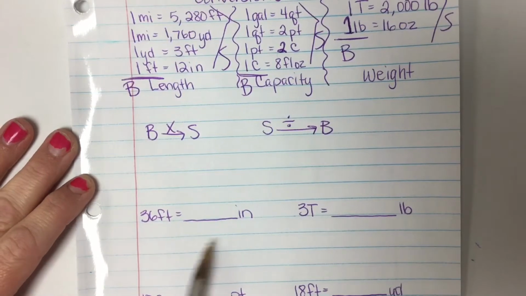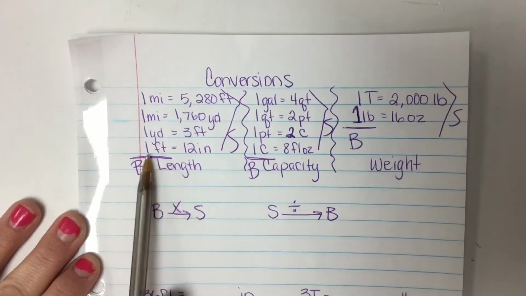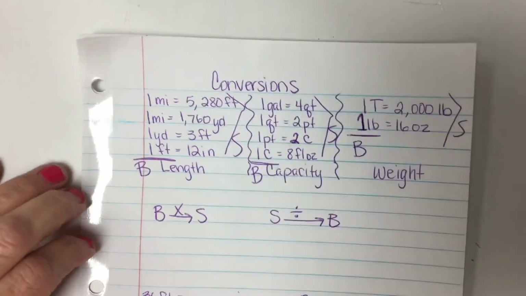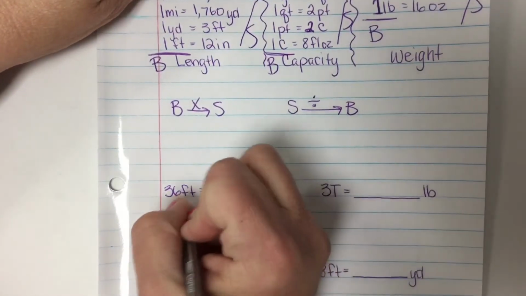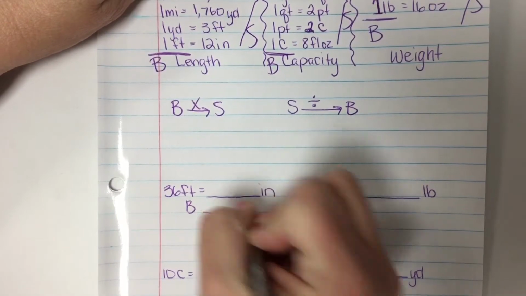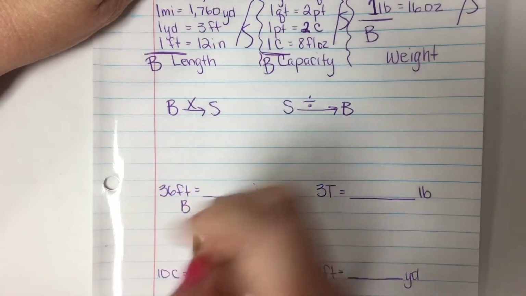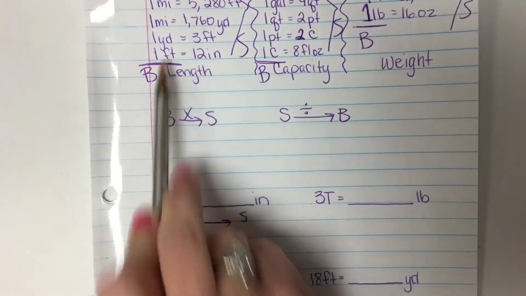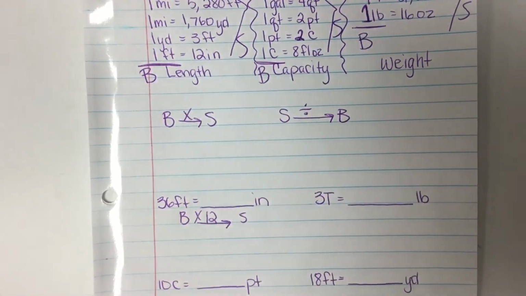So 36 feet equals blank inches. So I'm going to find feet and inches right here. 1 foot equals 12 inches. That means feet is the big measurement. So I'm going big to small, so we're going to multiply. There are 12 inches in 1 foot, so we're going to multiply by 12.